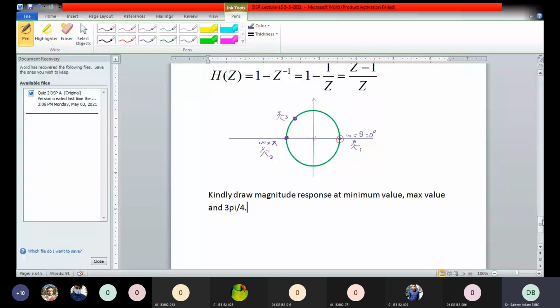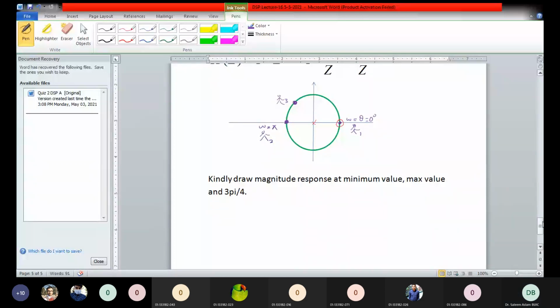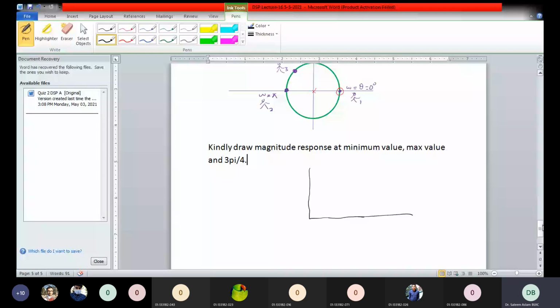So what would be the minimum value of this system? Any guess? 0. It's 0. Excellent, beta. It's 0 because it's exactly on the same point. There is no vector length because it is on the same point, so a vector draw ही नहीं कर सकते. Or what would be the maximum value? 2. No, it's 2 because you need to draw a vector from here to here.